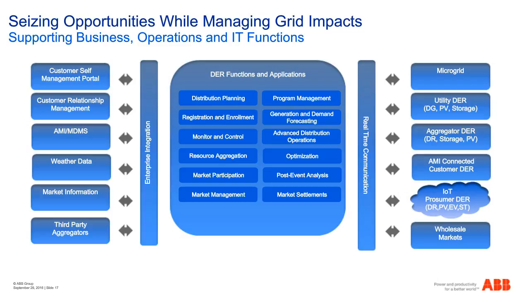Along the right-hand side, these functions are either enabled or are enabled by real-time communication with resources in the field. And these resources can range from connected microgrids and the ability to sync between SCADA and the local microgrid controller as they alternate between connected and islanded operations. This can be utility scale DER, which can be controlled either via DNP or Modbus.